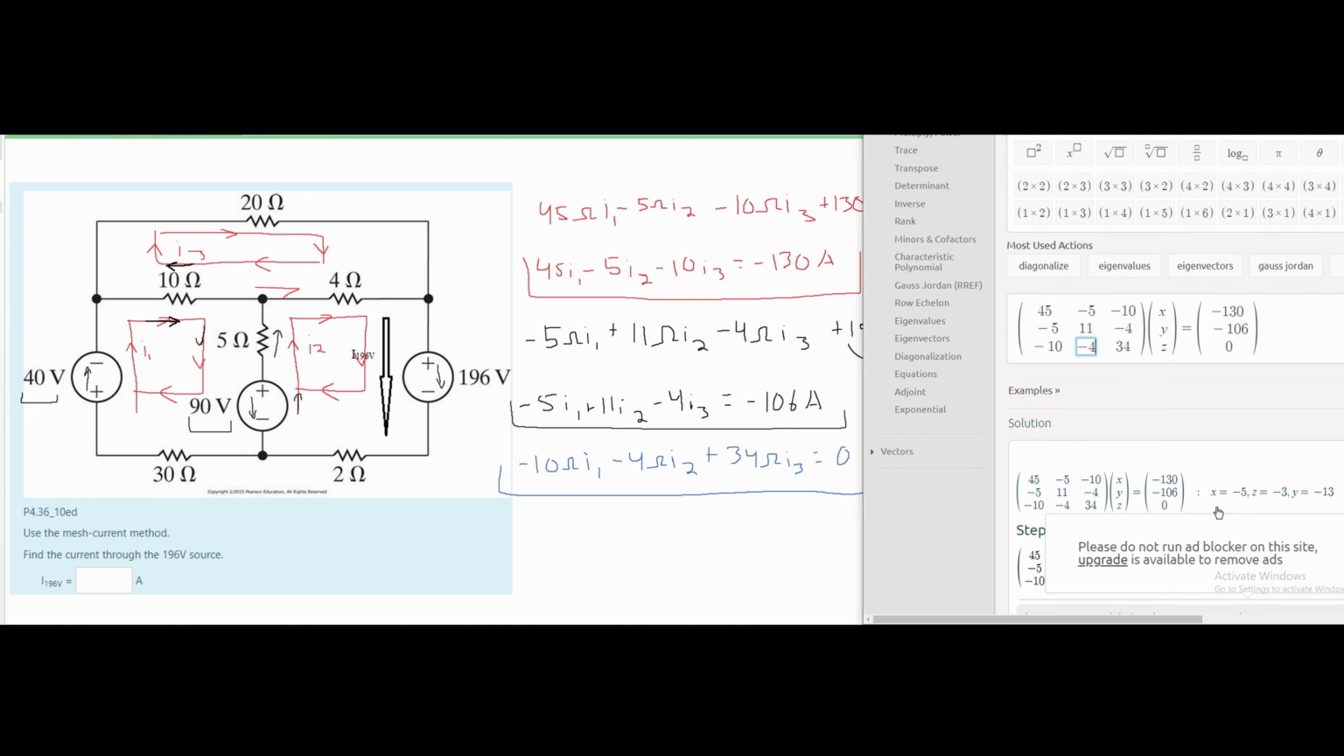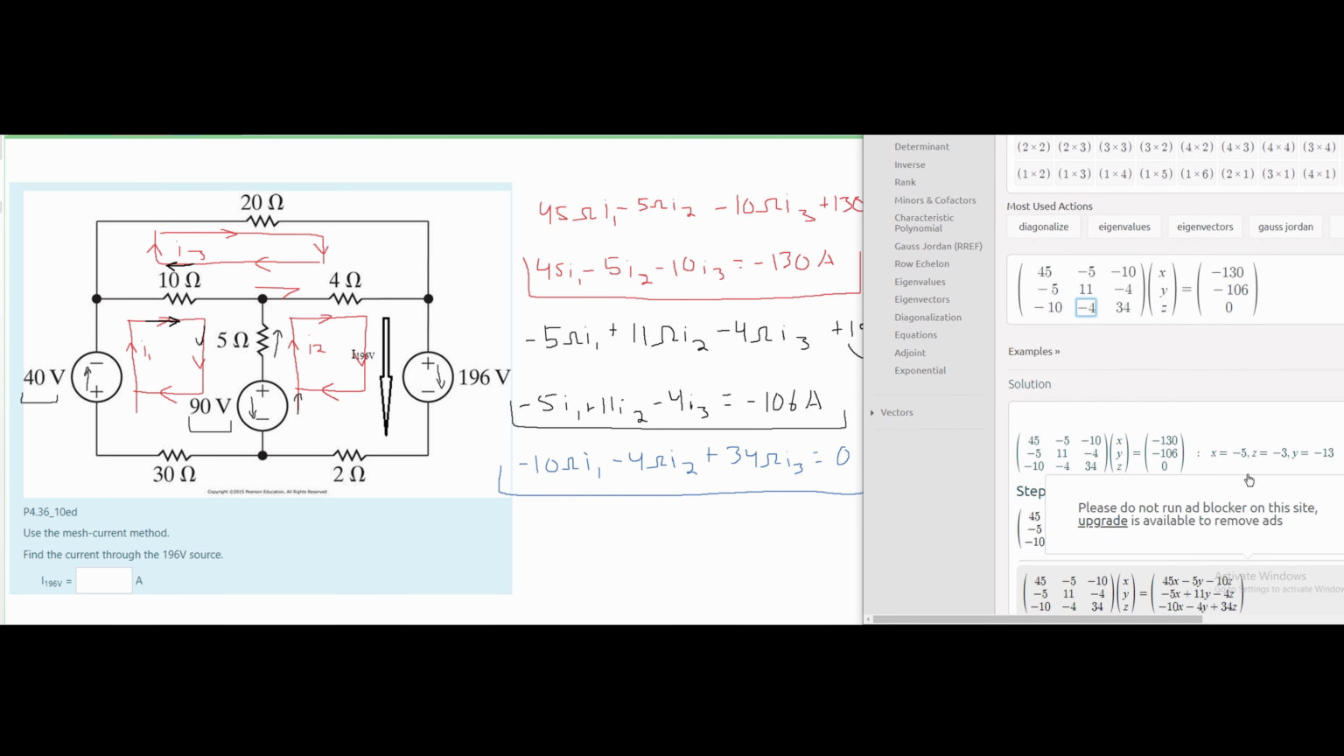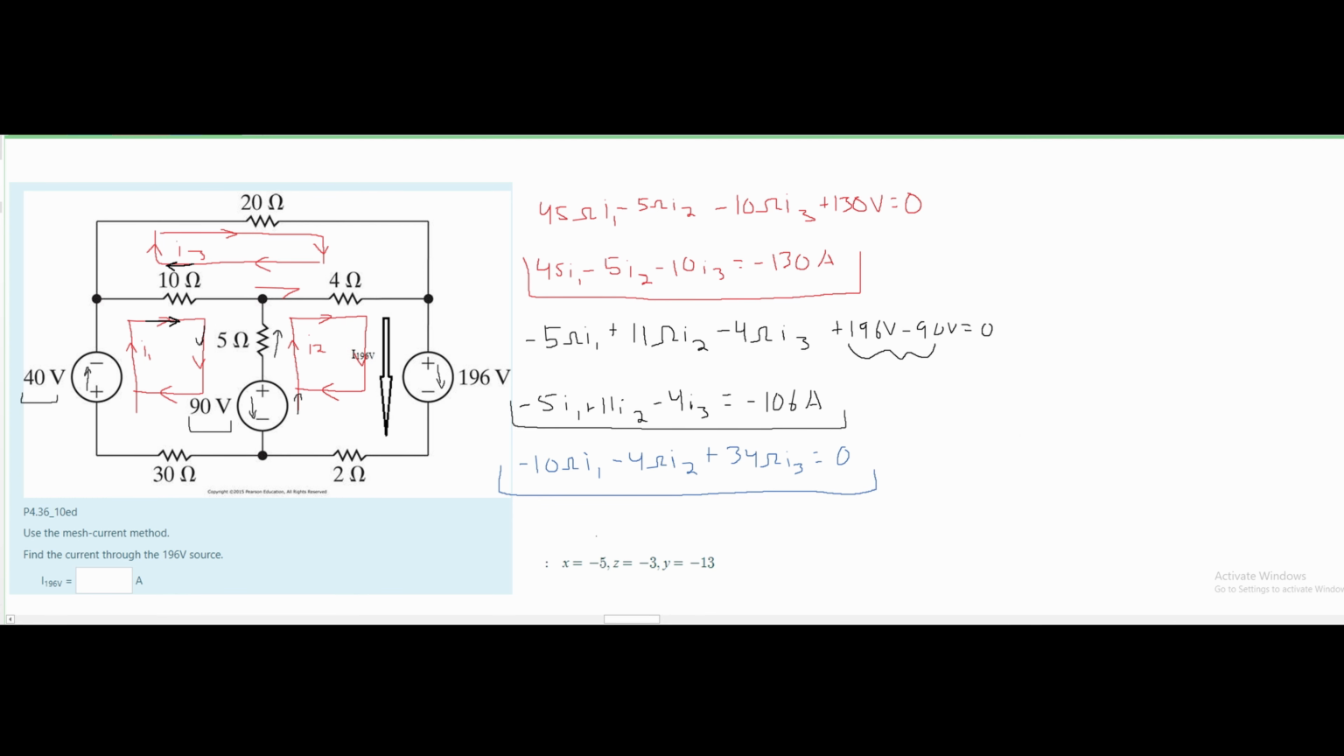When we run this, we're going to get that our X is -5, Z is -3, and Y is -13. We know that our X is I1, so we're going to say that I1 is equal to -5. We know that our Y is equal to I2, so we're going to say I2 is equal to -13. And we know that our I3 is equal to Z, so this is going to be -3.